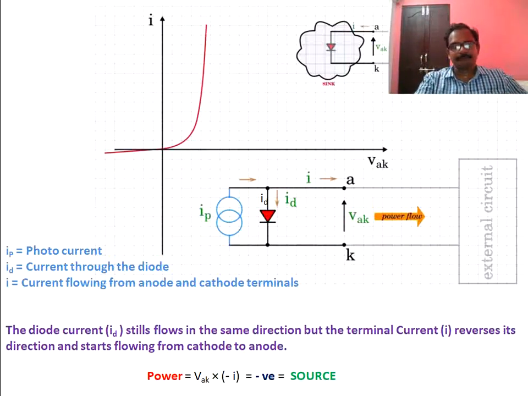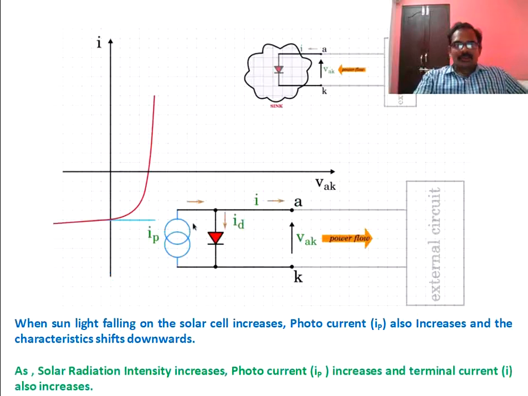Is that clear? Now when the sunlight falling on the solar cell increases, what happens? The photon current IP increases. Since IP is equal to ID plus I, and ID is constant, as IP increases, I also increases. Now this I is a negative I.